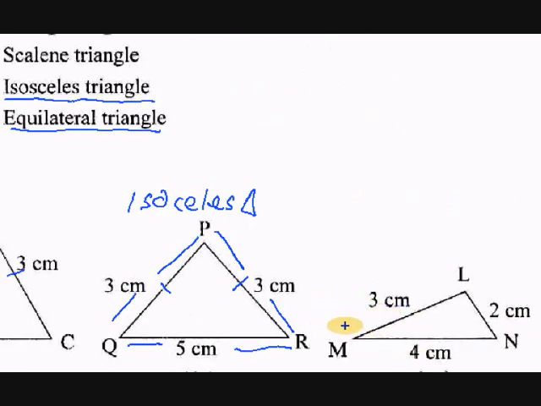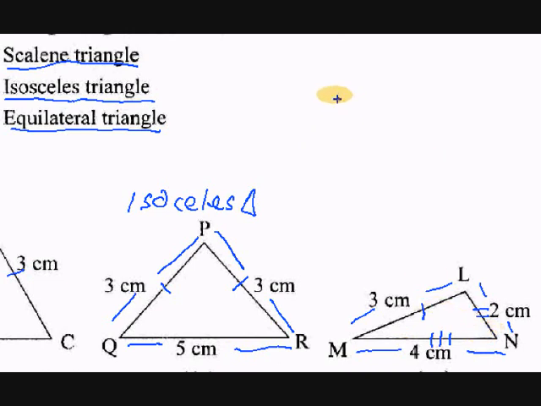In this triangle, the distance ML is 3 cm, the distance LN is 2 cm, the distance MN is 4 cm. That is, these three lengths are different. Hence, the definition of the triangle that fits is the scalene triangle, right? Do you remember the scalene triangle? All three sides won't be equal. Okay, this is the scalene triangle.